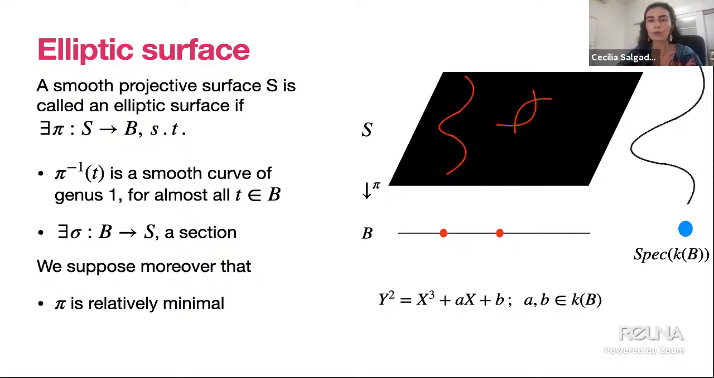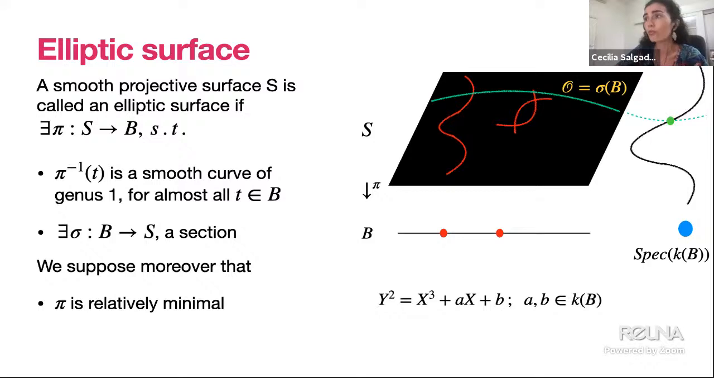A section is going to be drawn in green now. And the nice thing about the surfaces is that the sections meet the fibers in one point, right? Because a section is a map that when I compose back with pi, I get the identity map. So it's meeting each fiber in one point, and it does give me a KB point in the generic fiber as soon as I have a section defined over K. Okay, so that's a section.